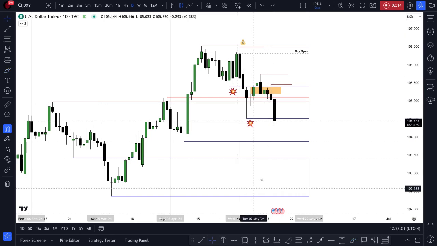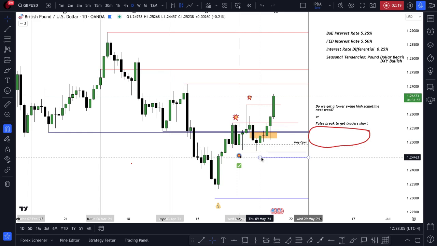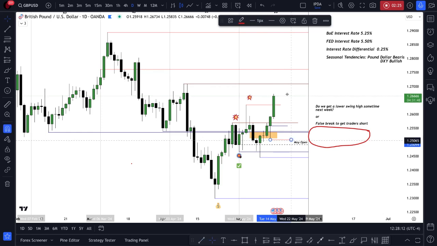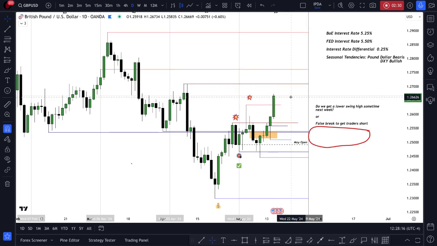If we take a look at GU, same thing, but inverse. We can see it took out sell side, continued to trade higher. It just printed a higher swing low here. So there were signs that it was most likely going to continue trading higher, not mainly from GU, but from our intermarket analysis. We had to look at other assets and other currency pairs to get a full picture.